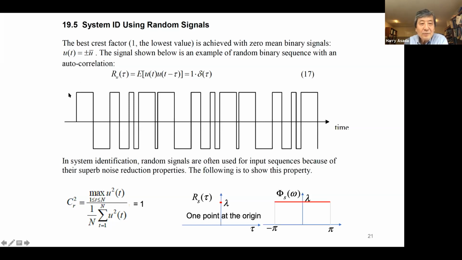Well, take this on-off signal, but vary the interval randomly. In theory, you can create it so that the autocorrelation is just lambda when tau equals 0 alone, and otherwise a flat 0. For that, the power spectrum is just a flat lambda throughout minus pi to pi. Remember that? So this is one of the best signals because the crest factor is 1.